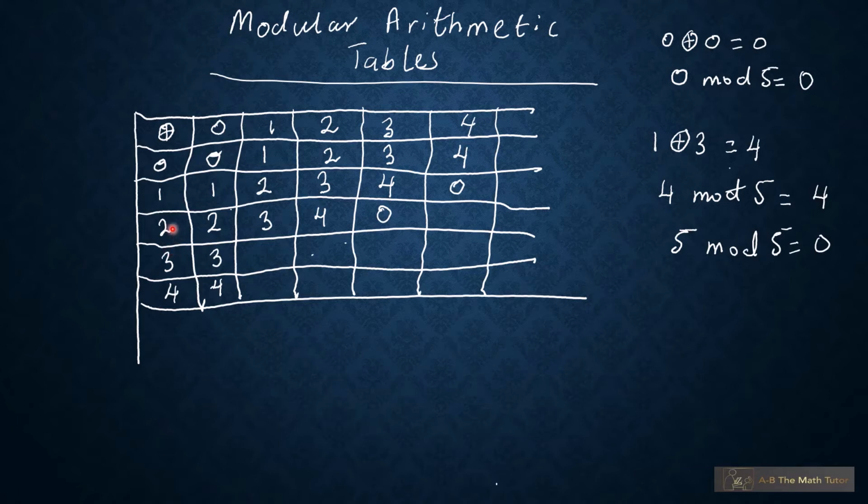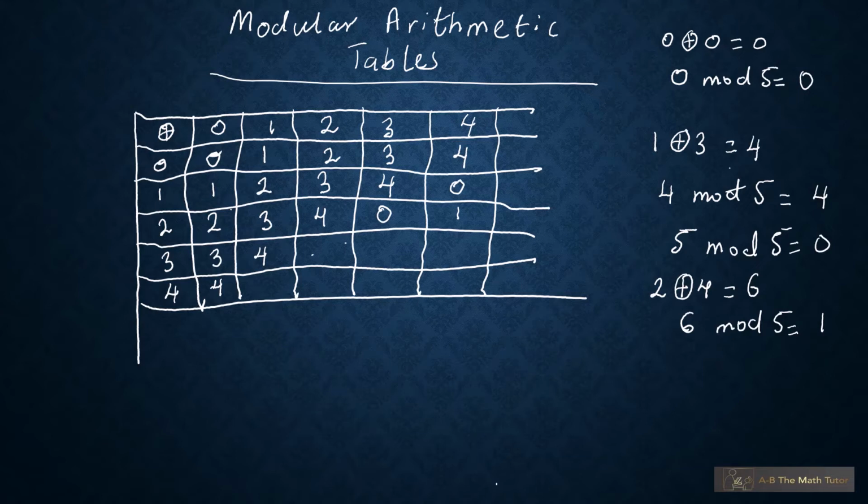2 plus 4 is 6, and 6 in mode 5 is 1, because 6 divided by 5 will be 1, remainder 1. So this will yield an answer of 1. 3 plus 1 is 4. 4 in mode 5 is 4, and that is the reason why I wrote the 4. So you always apply the mode.